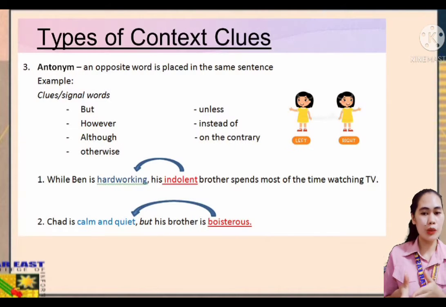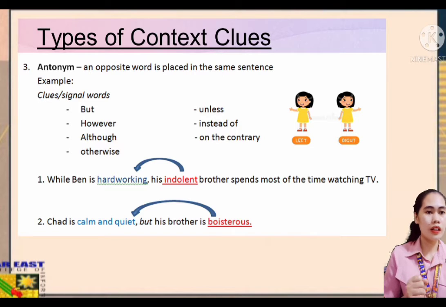So, an antonym. Kung kanina synonym, same meaning ng word, ang antonym naman is the opposite meaning of the word. Okay? So, antonym, ang opposite word, is placed in the sentence. So, para ma-define or malaman natin yung meaning ng unfamiliar word na yun, there is an antonym which is opposite niya ng meaning. No? So, mayroon tayong clue or signal words nito: but, however, although, otherwise, unless, instead of, on the contrary.